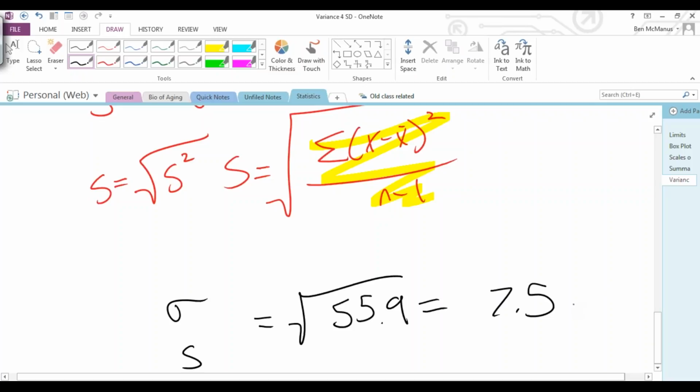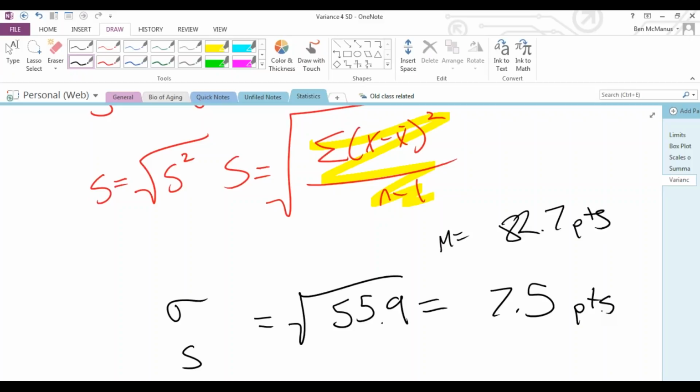Now, 7.5 is meaningful because it's in the same measurement unit as our raw data, or our average. So when I say the average on that test was 82.7 points, the standard deviation is also in those same points. So I can say, hey, for the test that was given, 6 individuals took it, their average was 82.7 points. A standard deviation of 7.5 points means on average people scored 82.7 points, give or take 7.5.